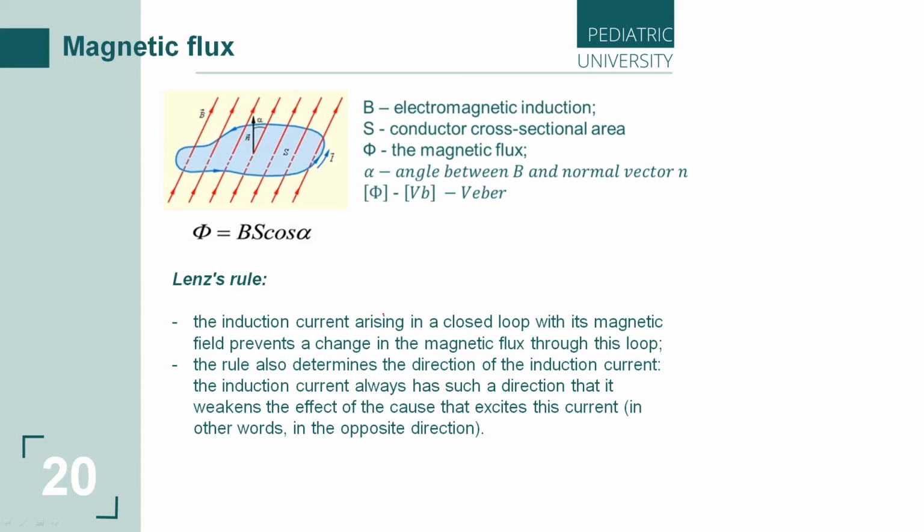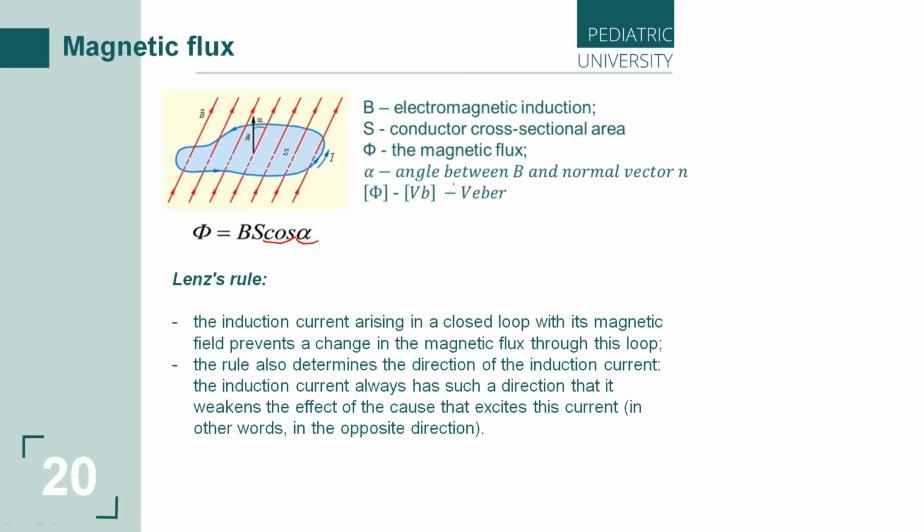And we can calculate this magnetic flux using the following formula. Let's see on the picture. Magnetic flux is F, big phi, the Greek letter phi. And how can we calculate it? We should multiply the magnetic induction B by the conductor's cross-sectional area S. And don't forget about alpha. We should put cosine alpha.